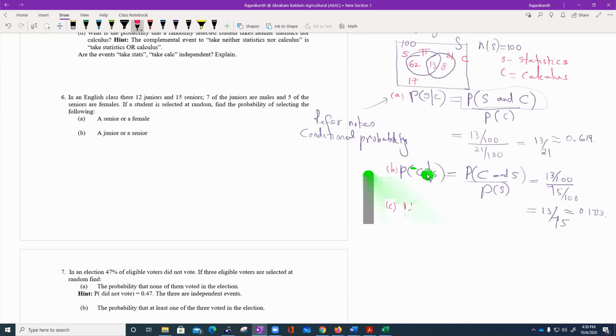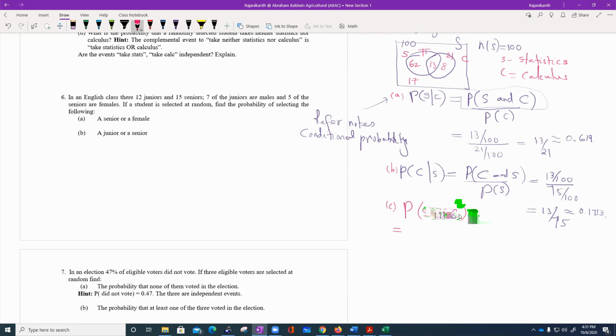So the probability of stats or calculus. Now these two are not mutually exclusive, right? These two events can happen at the same time. Students may take both subjects at the same time. Therefore, this is not mutually exclusive. If it is not mutually exclusive, please check your notes.